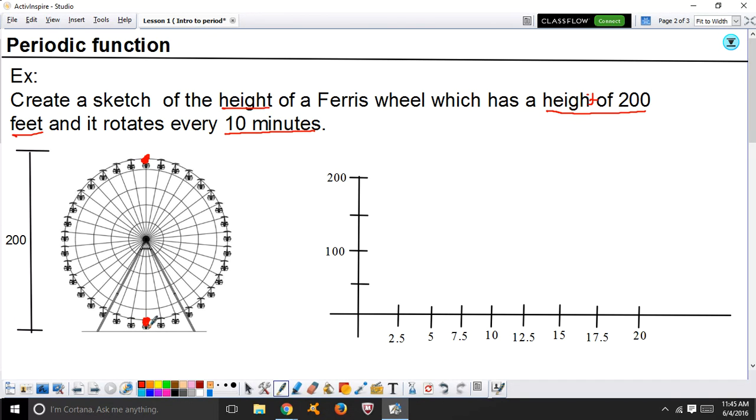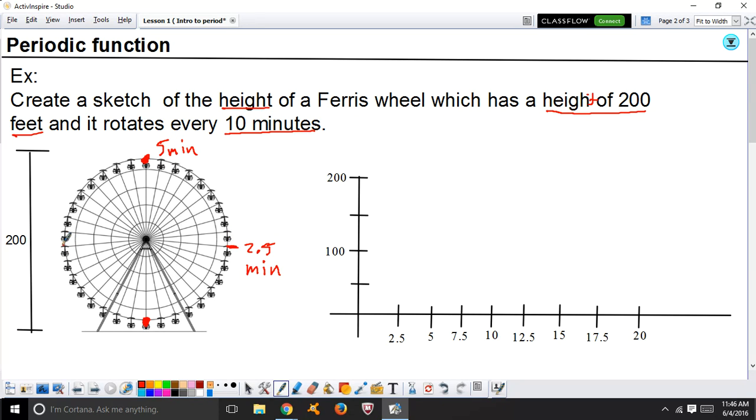So that means that if we start the Ferris wheel over here, and we know that it takes 10 minutes to make a full cycle, it takes us 5 minutes to reach the highest point. So that means that from here to 1/4 of your cycle, it takes 2.5 minutes. So here, 2.5 minutes. Another 2.5 minutes, you get to your highest point.